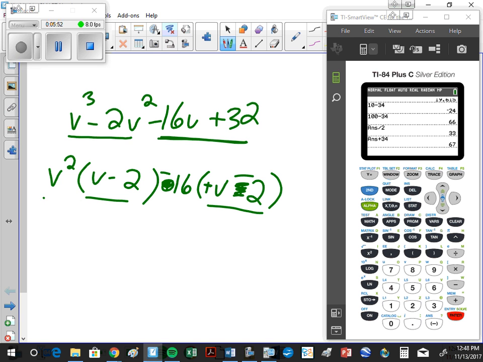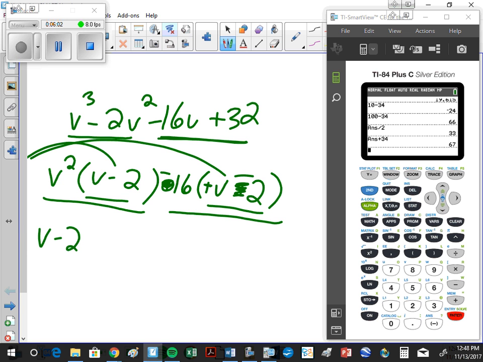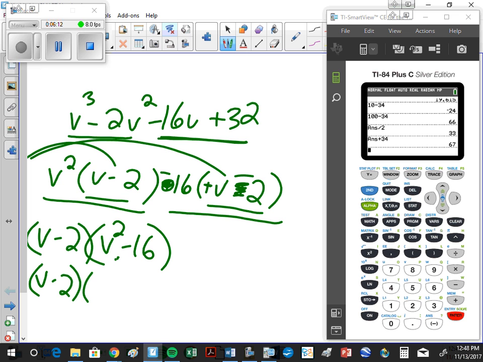So, what do this and this have in common? The v minus 2. So I'm going to yank out the v minus 2, and I'm left with v squared minus 16, and this actually factors. So v minus 2 times v plus 4 and v minus 4. And if it asks you the roots, they would be 2 and plus or minus 4. Does that make sense? Okay.